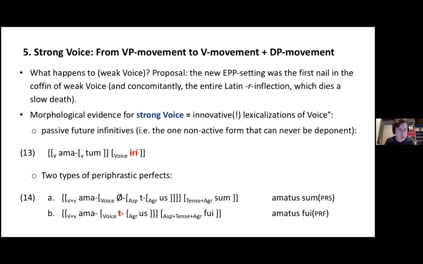A second kind of the same effect can also, I think, be observed in the contrast between two types of periphrastic perfects, namely the type amatus sum and the type amatus fui. I've also talked about that a lot in recent years. What I haven't talked about is the internal structure of those two variants. And I think one way of interpreting the contrast here is to say that sum really only realizes or lexicalizes tense and agreement, and that fui also explicitly adds aspect to that. Whereas in the older structure, aspect was probably contributed by the participial morphology. In the newer structures, in turn, the participial morphology may be an expression of voice.